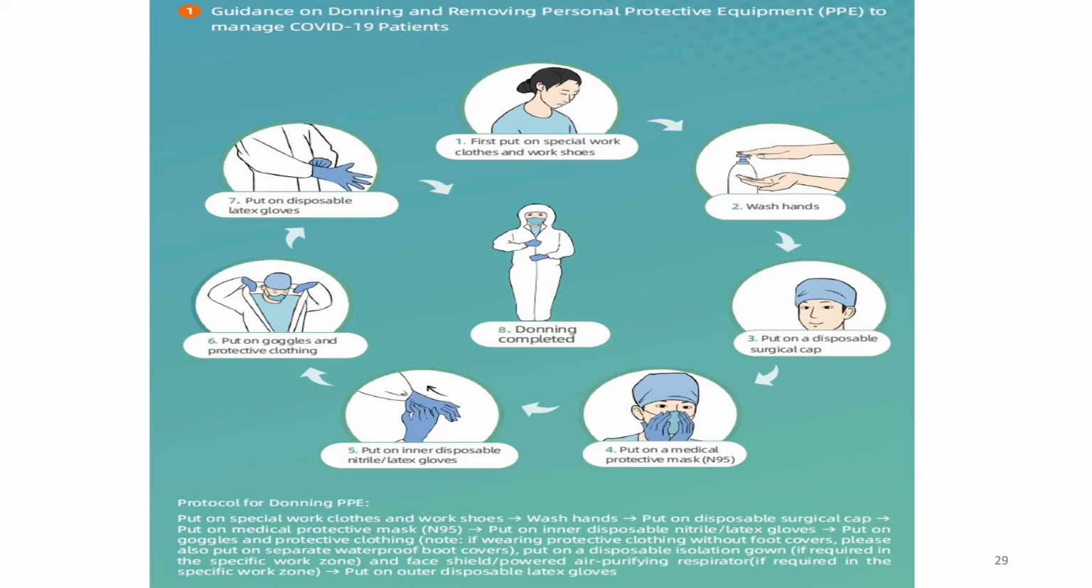So the protocol for donning PPE: put on special work clothes and work shoes, wash hands, put on disposable surgical cap, put on medical protective mask N95, put on inner disposable nitrile / latex gloves, put on goggles and protective clothing. Note, if wearing protective clothing without foot covers, please also put on separate waterproof boot covers. Put on disposable isolation gown if required in the specific work zone, and face shield / powered air purifying respirator if required in the specific work zone, and then put on outer disposable latex gloves.